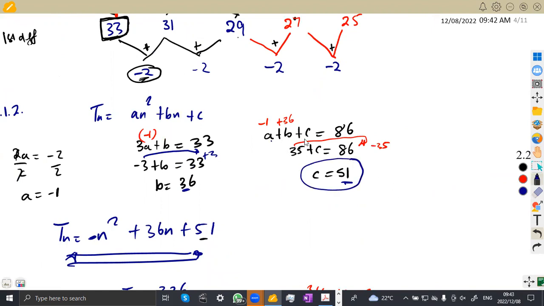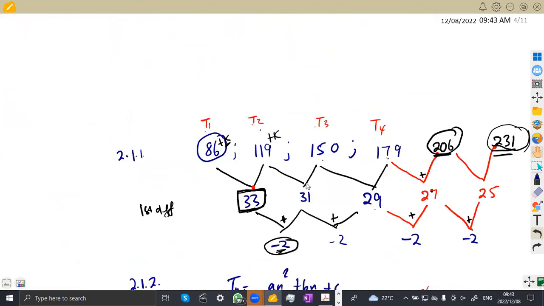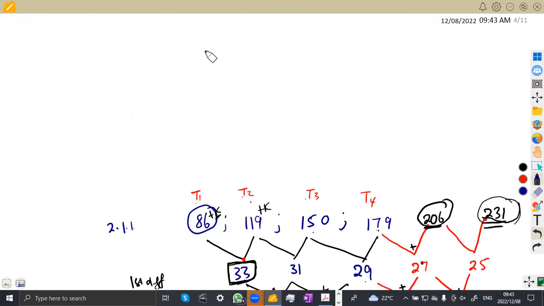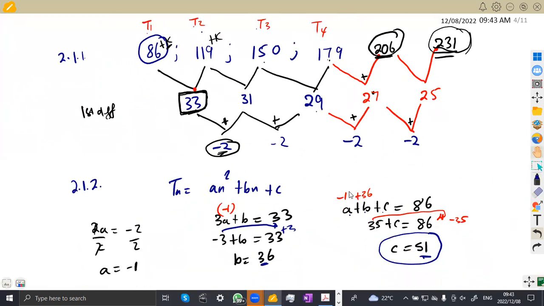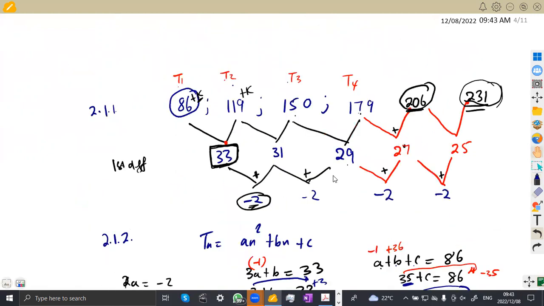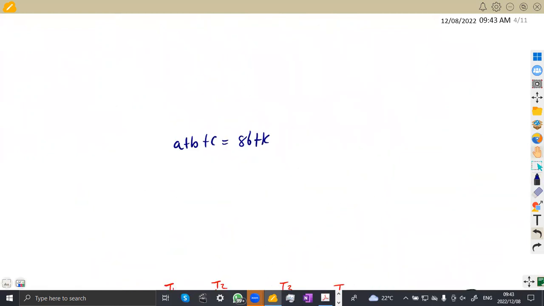It was a plus b plus c is equal to 86. But now it is going to be like this. Let me show you what it came from. A plus b plus c is equal to 86 plus k. Remember, your a was negative. We got -1 plus 36, which got us here. This is not going to change. So we've got 35 here. So we still have our 35 here.